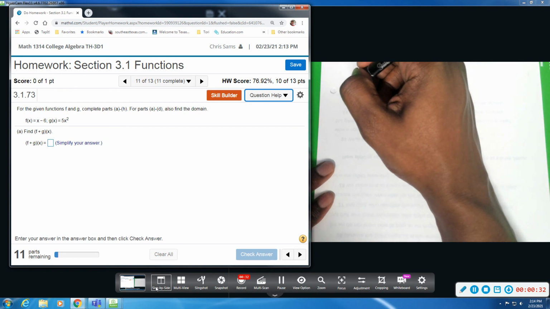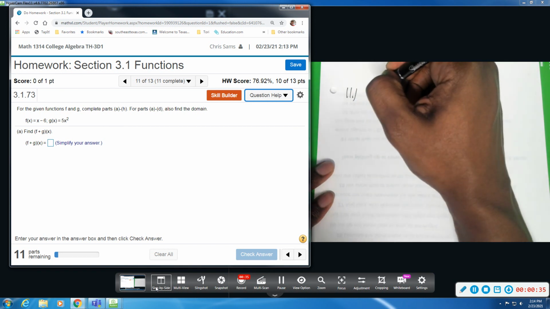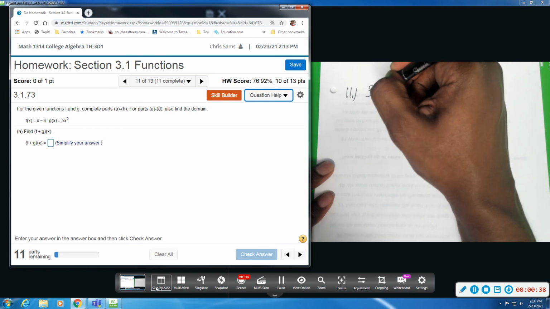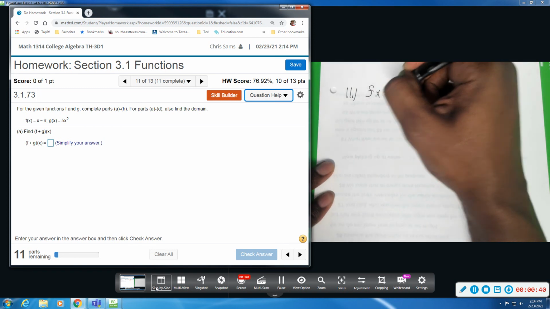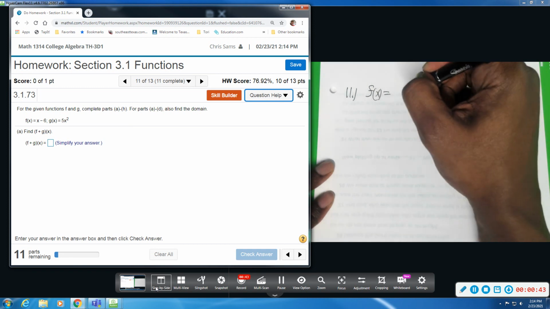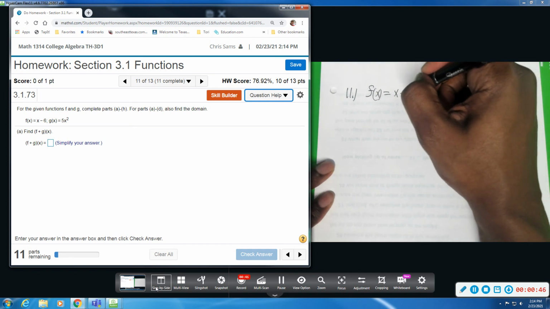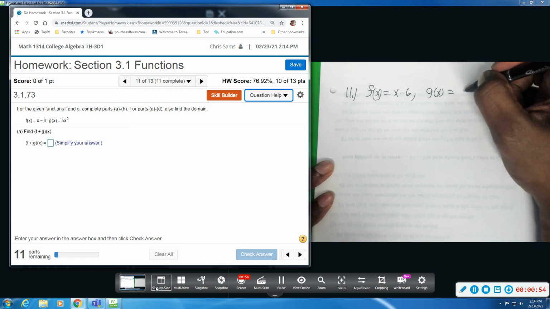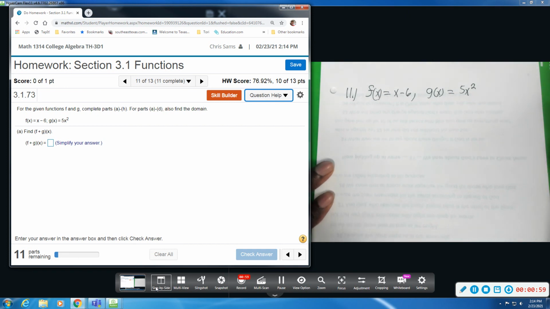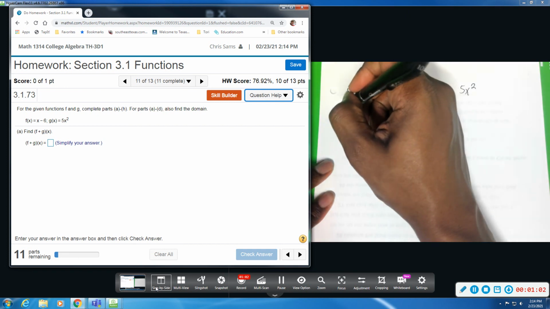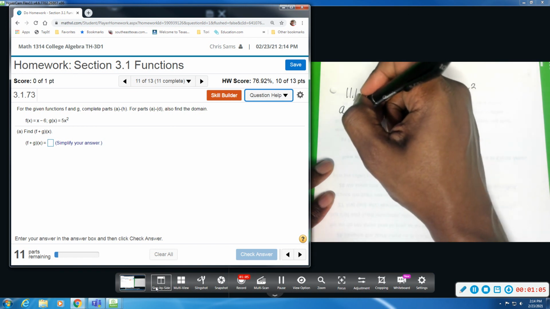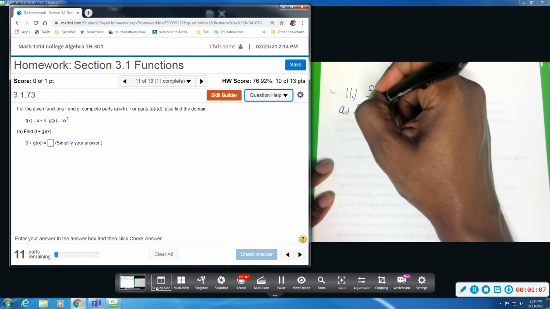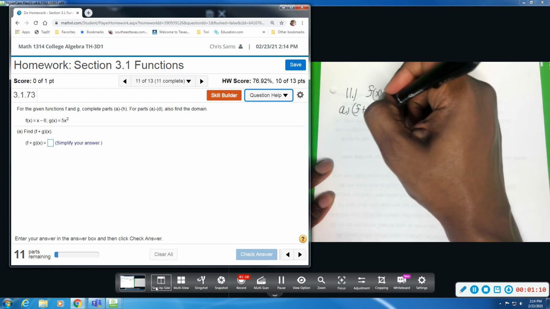All right, so number 11, we are given f of x equals x minus 6. And then we have another function, g of x, which is 5x squared. All right. And this first part, A, says f plus g of x.